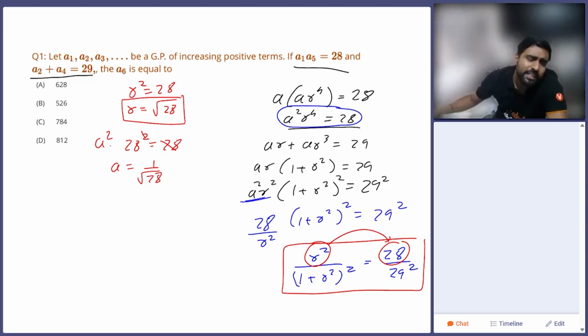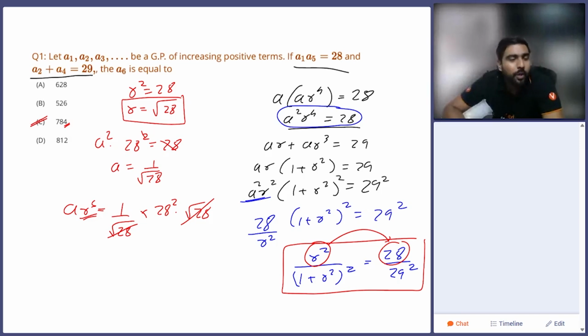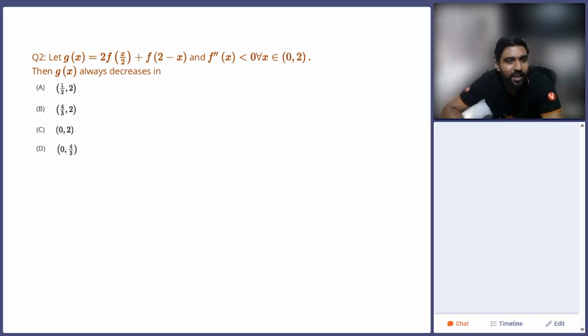Now what do we have to find? The sixth term, which is nothing but ar to the power 5. So that's 1 upon root 28 into r to the power 5. So r squared is 28, so r is root 28, which means r to the power 5 is r to the power 4, which is 28 squared, into root 28 over here. The root 28 cancels out. You have 28 squared. So you don't even have to find all of them. 28 squared has to end with a 4, so that will be directly 784. Option C will be the answer for the question. Plain and simple, very direct question over here.